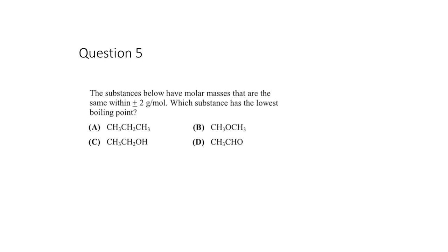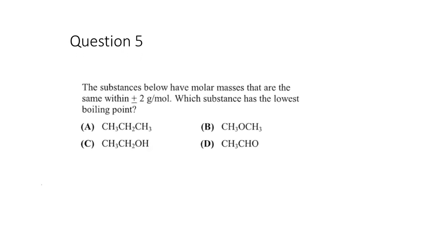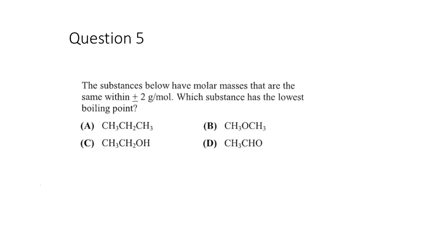The substances below have molar masses that are within about 2 grams per mole of each other. So which substance has the lowest boiling point? We're being told this just so that we can see that there's really no great difference in dispersion force between these compounds. The key is going to be the one that has the overall least polarity. They all have dispersion forces, but they're going to be relatively comparable for all these molecules.